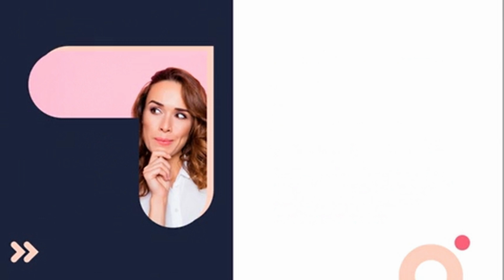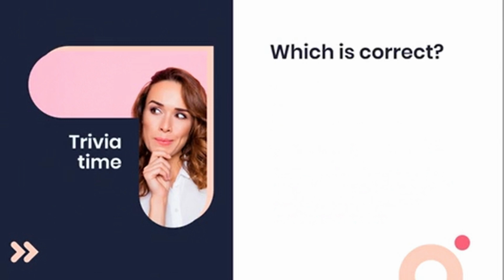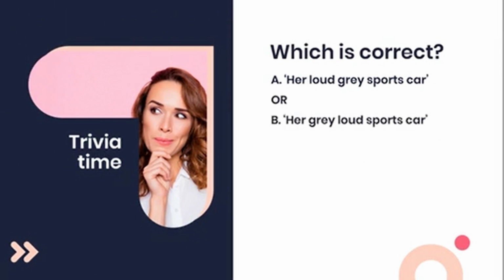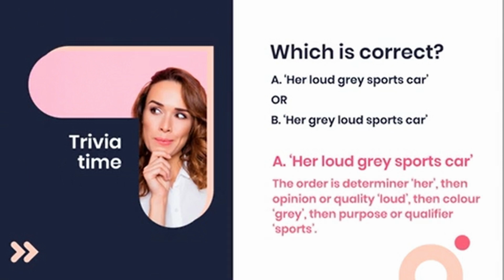Let's try one more. Which one is correct? A, her loud grey sports car, or B, her grey loud sports car? Her loud grey sports car. That's correct because the order is determiner, her, then opinion or quality, loud, then color, grey, and then purpose or qualifier, sports.